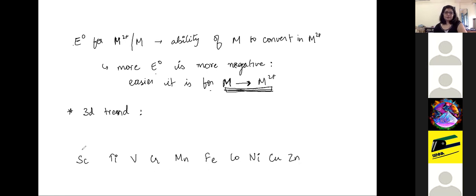If you compare all these elements here, what decides whether an atom is willing to form a +2 ion or a +1 ion or a +3 ion? What is the main property that decides this behavior? What decides whether something is going to form a cation or anion?